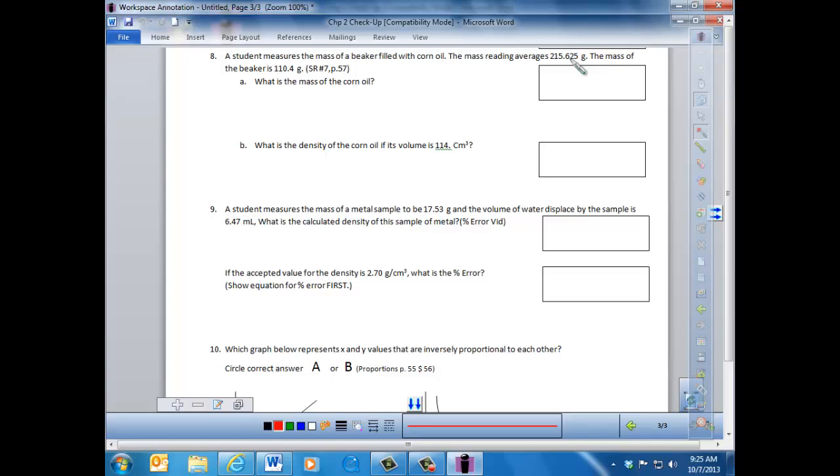So you want to keep track of the masses of the equipment that you're using. Sometimes you'd have to take that out, right? But anyway, what we have here is 215.625 grams. Now that's the beaker and the water, okay? And then the mass of the beaker is 110.4. And again, we've got tenths here, right?